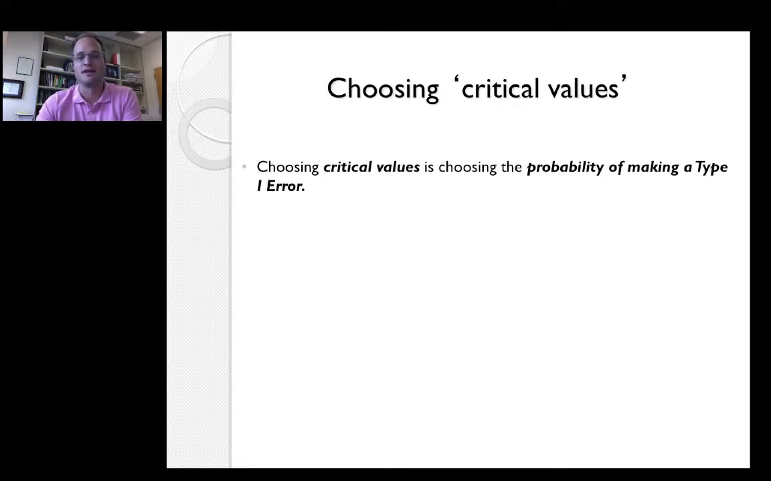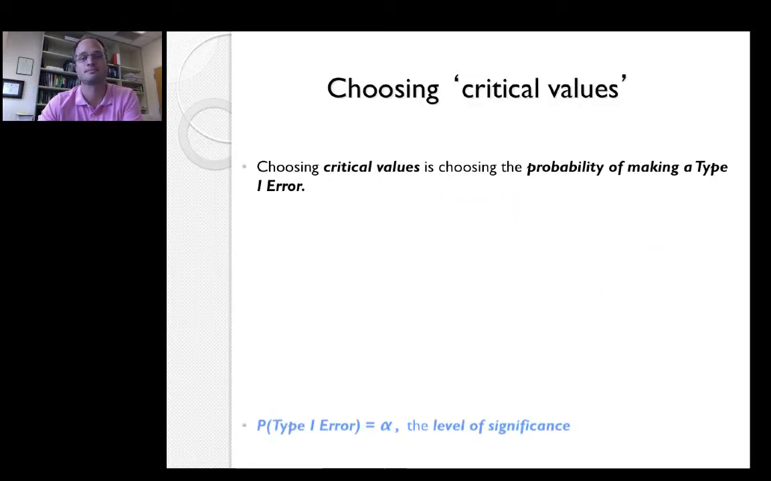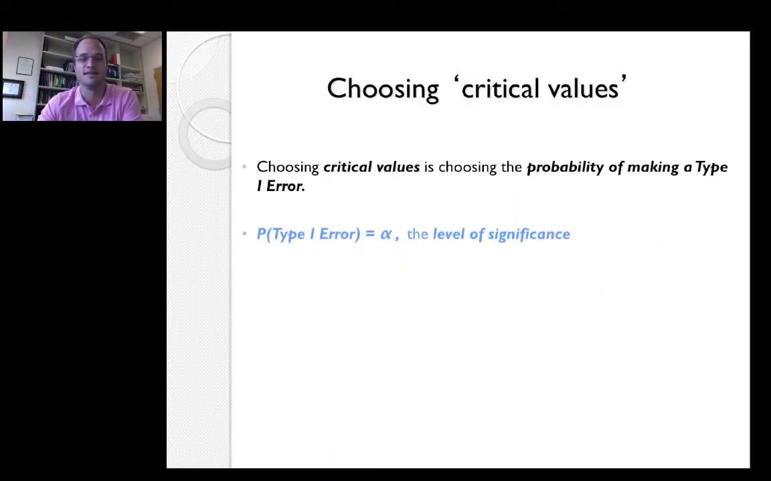So choosing a critical value is the same thing as choosing the probability of making a type 1 error, because if you remember from last time, a type 1 error is rejecting a null hypothesis that's correct or true. So alpha is the level of significance, okay? And alpha is also the probability of a type 1 error.